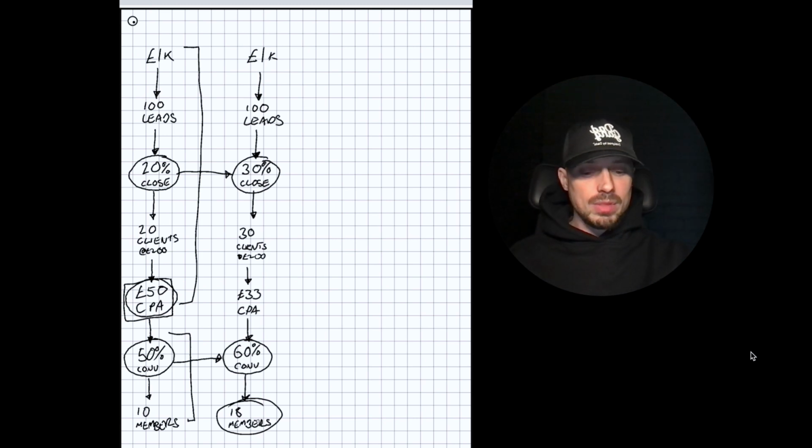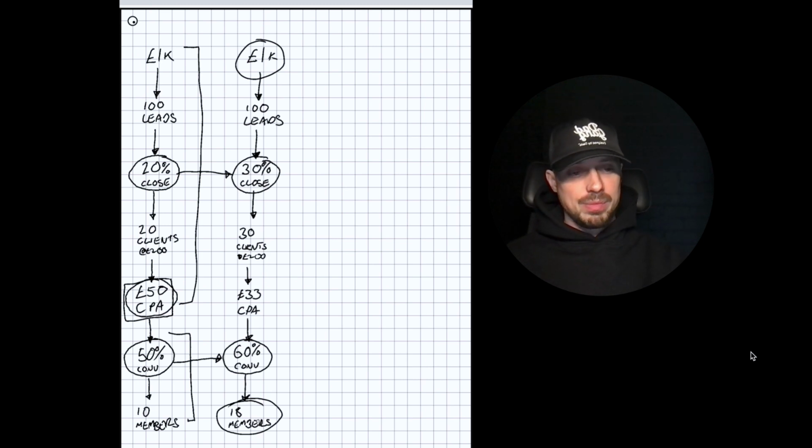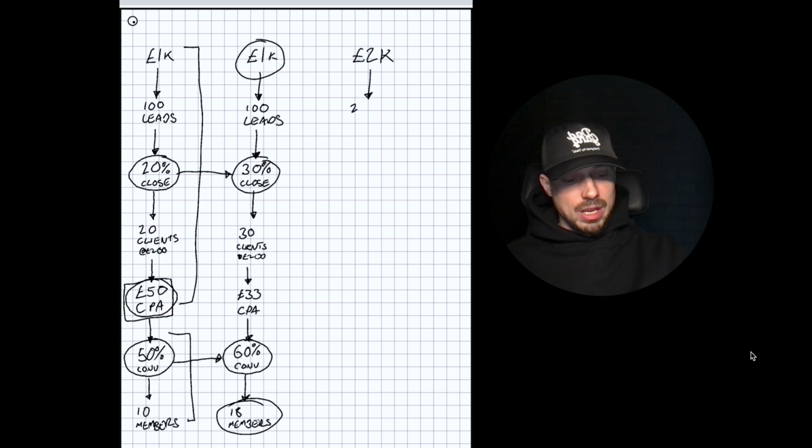It's keep the ad spend the same, around £1,000, but try and improve the close rate, try and improve the member conversion rate. Now, the other option was really simply just to double the ad spend, okay? So instead of spending £1,000 on ads, can we spend £2,000 on ads? So assuming everything remains the same and scales up, that would mean getting 200 leads, okay? So going from getting 100 leads to getting 200 leads.